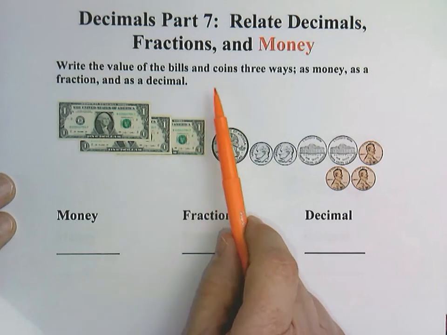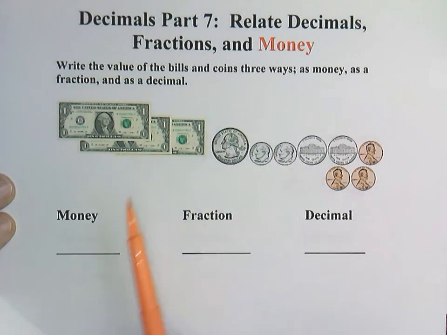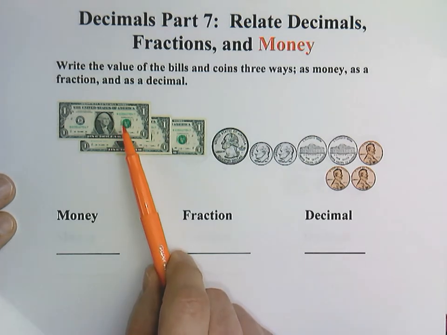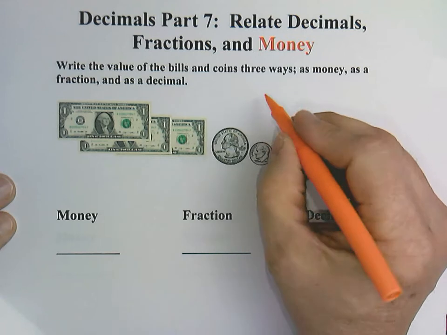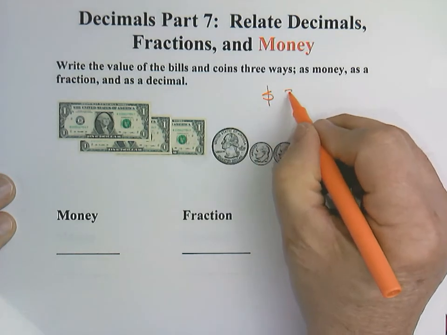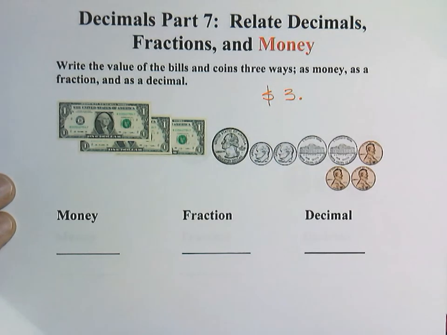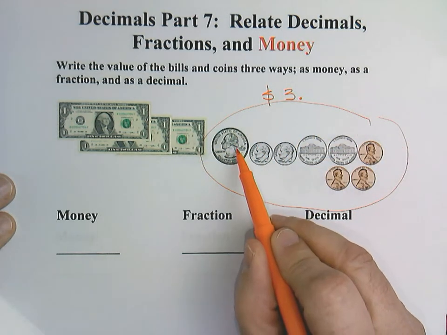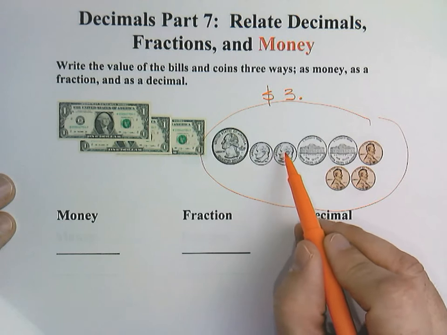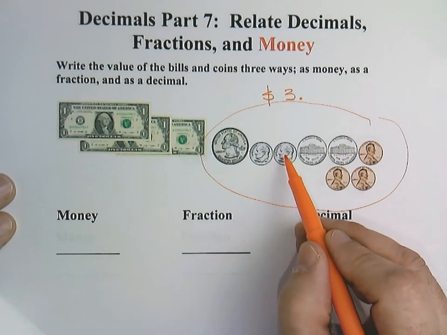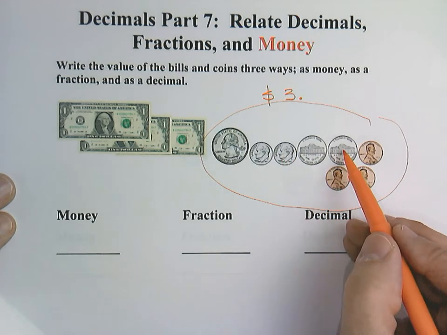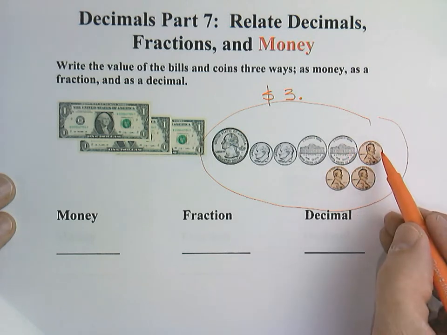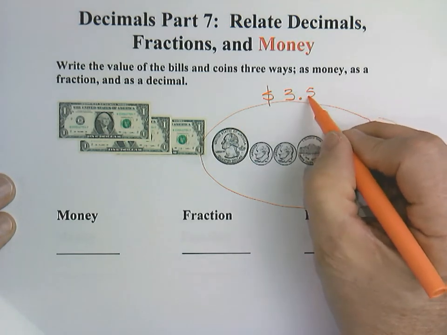Write the value of the bills and coins 3 ways: as money, as a fraction, and as a decimal. Let's do one together and then I'll let you try one. I'm seeing here that we have $1, $2, $3, and that is our three whole dollars. And now we've got to do our change. I'm seeing 25, 35, 45, 50, 55, 56, 57, 58. I'm coming up with 358.